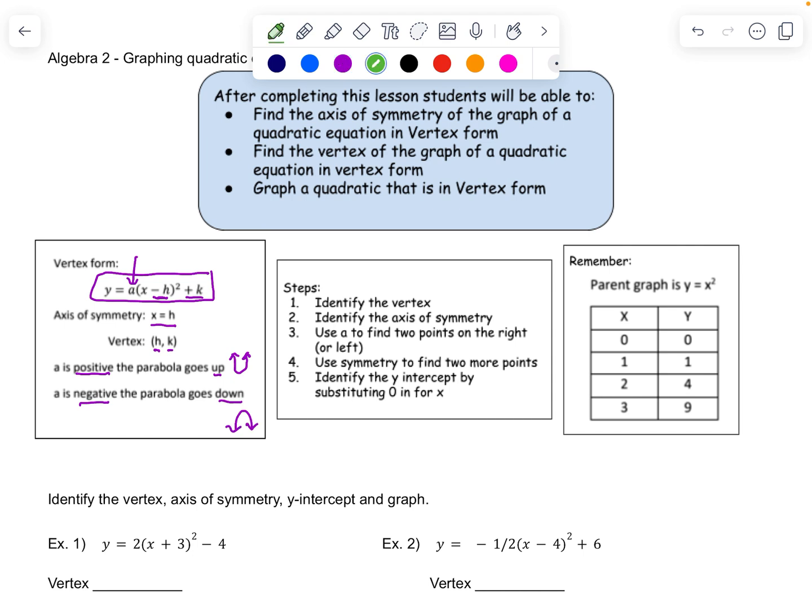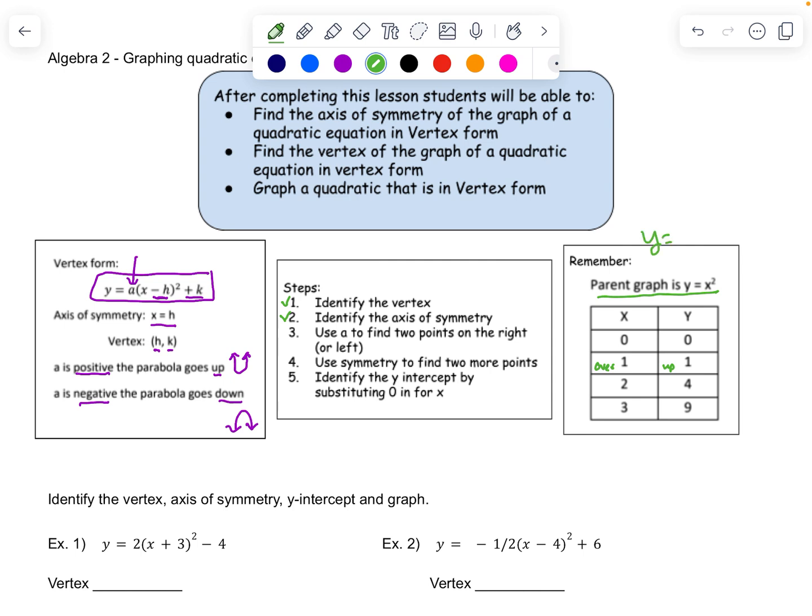So what are some steps that we can do? Well, first we want to identify that vertex, because that's always our starting point, right? Which is also basically identifying the axis of symmetry. And then you want to use the A to find 2 points to the right or left. So you're using the A and you're also using the parent graph. So remember, this is the parent graph. If the vertex is 0, then if I go over 1, I will go up 1 and sometimes down. And then we go over 2, we would go up 4. We go over 3, we'll go up 9, because 2 squared is 4, 3 squared is 9.